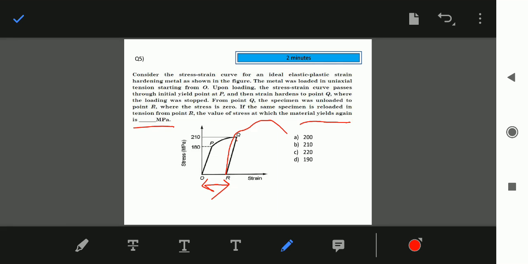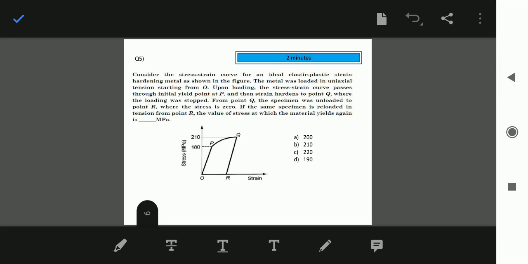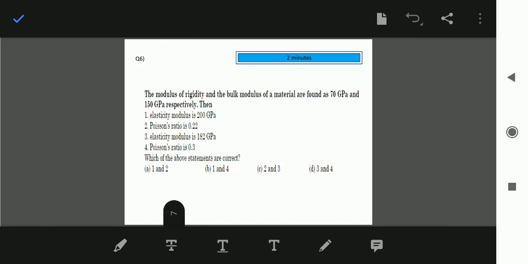So first it was at 180, but now after the strain is developed, it will be shifted to around 210. So when load is applied again after the first cycle, the yielding will be from 210 megapascal. Okay, so option B will be correct. So, a conceptual question. Next question, question 6. You have to directly apply the formula. There is nothing much to it.